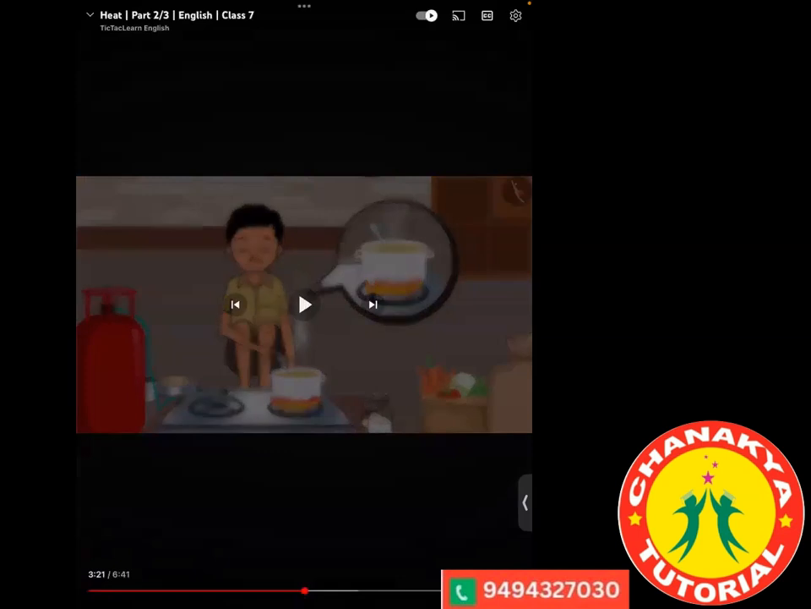So in this case also, since the conduction process was happening, the utensil was hot, and we know very well that the transfer of heat takes place. The spoon is made up of aluminum, maybe iron, maybe steel, and that is the reason it also got hot.